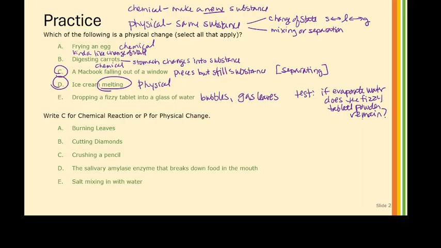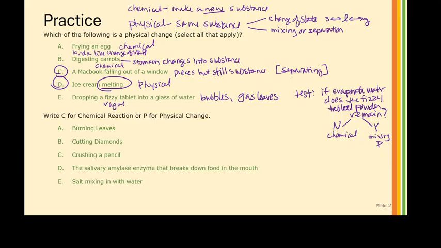If that's a yes, then this would be a mixing, thus a physical change. But if it's no, then that's a chemical change. I would say fizzy tablet isn't really clear. I don't know what you mean by the fizzy tablet. So this is a little bit vague.